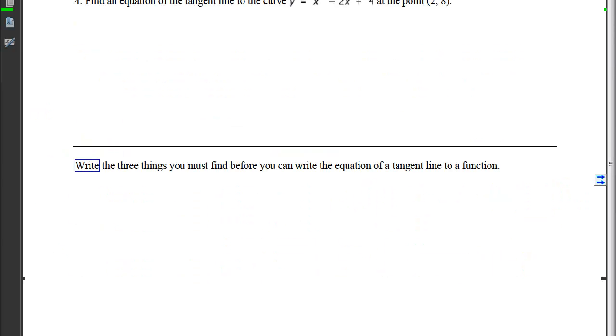So work on those 4 web exam problems that go with your notes and see if you can then write the 3 things you have to find before you can write the equation of a tangent line to a function.